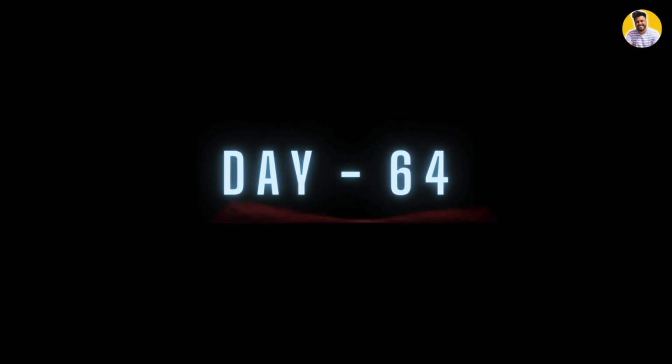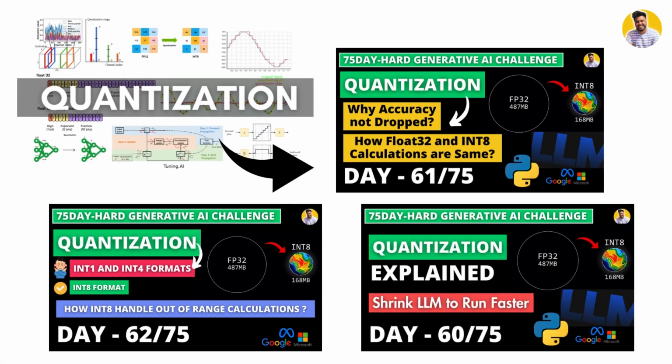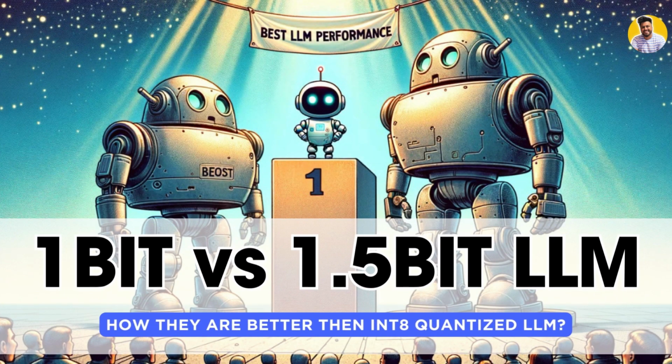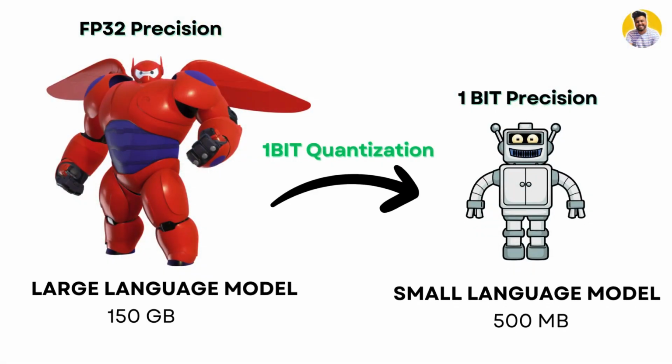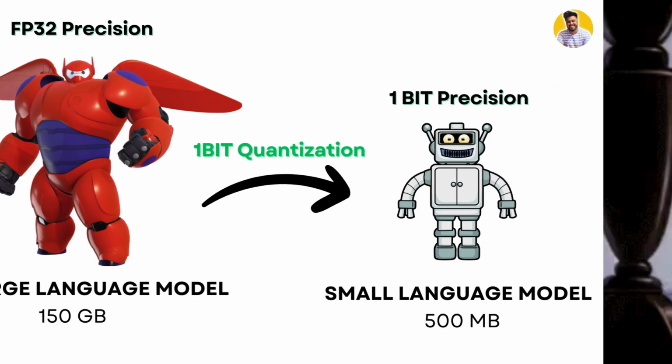This is day 64. And in the last videos, you saw how quantization works in detail with mathematics. So in this video, I will tell you about 1-bit and 1.5-bit large language model quantization techniques that are the best in the industry right now, because they can increase the efficiency by 300 times and can decrease the model size by 400 times. So let's get started.